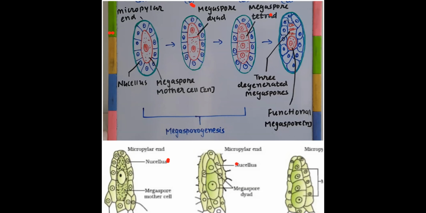The one which becomes the functional megaspore converts into the female gametophyte or the embryo sac. Okay. Next, define multicarpellary condition.